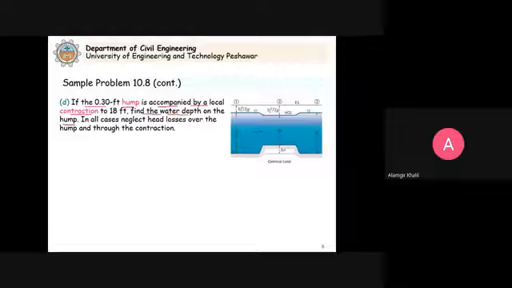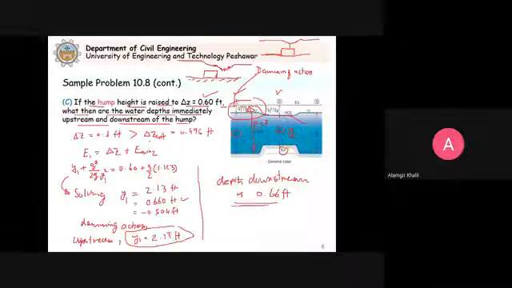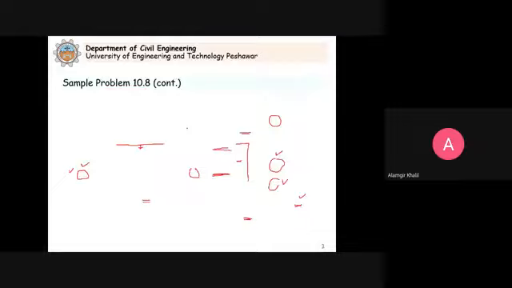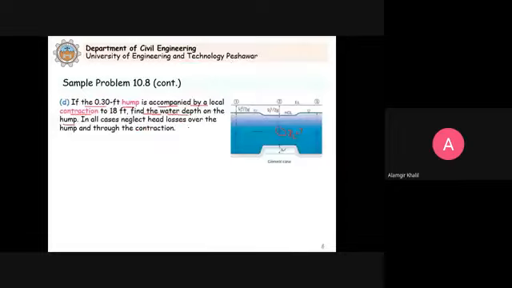Now what is the depth here? Again we have to calculate this Y2. So this Y2 is now unknown. And now we are combining the hump and the contraction. So because of the contraction, you see in the problem, what is given is that the channel width is 20 feet. And now it is reduced to 18 feet. So it means that the channel is 20 feet and now it is reduced to 18 feet at the hump.